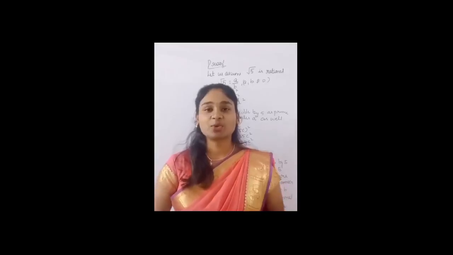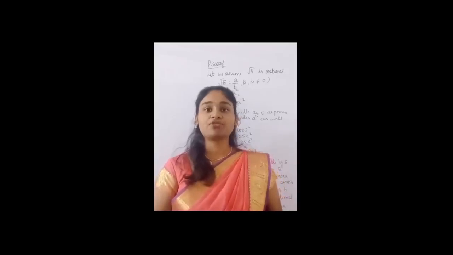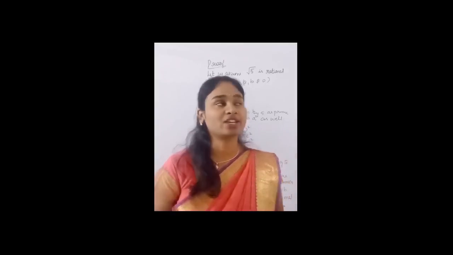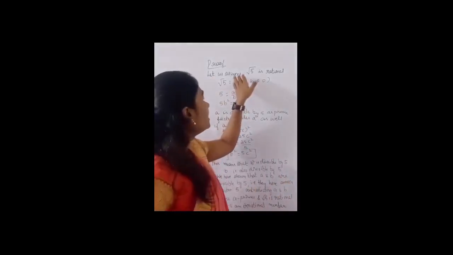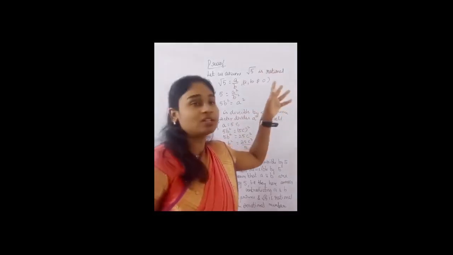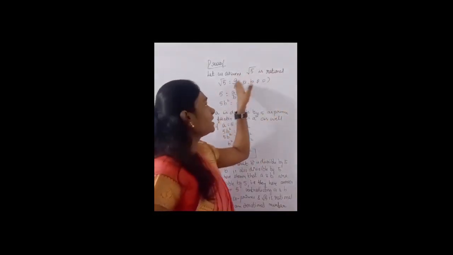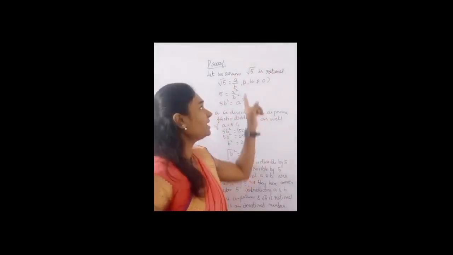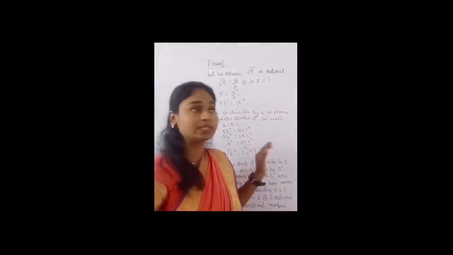Let us go to exercise 1.2. The first question, we have to prove that root 5 is an irrational number. So first of all, we will assume that root 5 is a rational number. If it is a rational number, it can be put in the form of a by b, where a and b are not equal to 0.